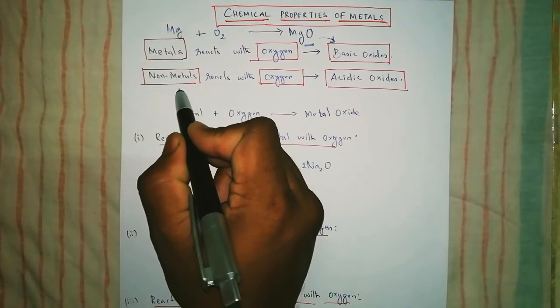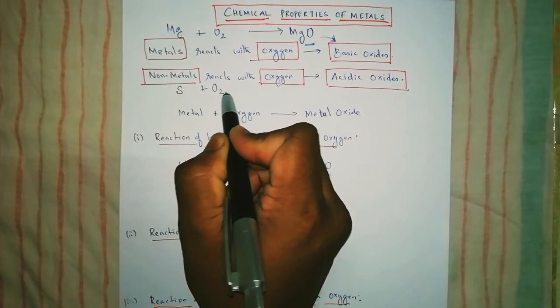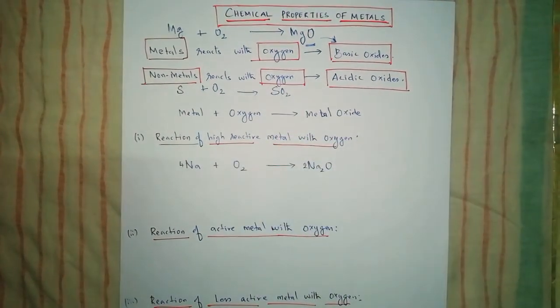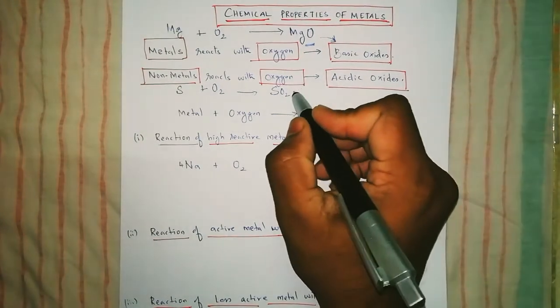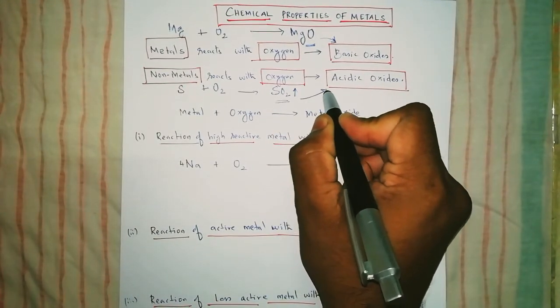When a non-metal like sulfur is heated, or in other words reacts with oxygen, it gives sulfur dioxide. Okay, take an example. I have taken a small amount of sulfur powder. In 9th standard we have seen sulfur powder. It is yellow in color, remember? And then I am going to heat it. When it is heated, it gives sulfur dioxide gas, and this gas is acidic in nature.